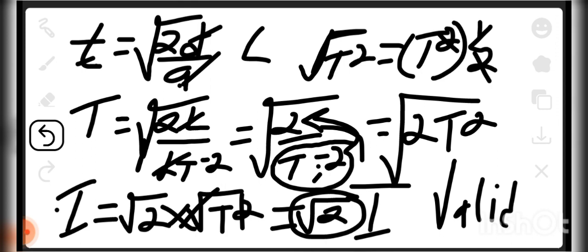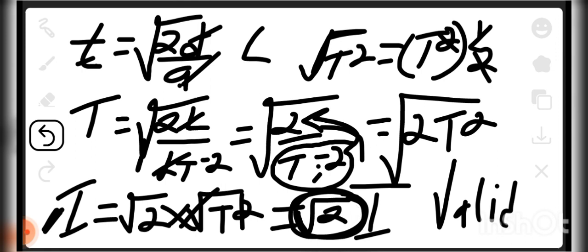Sir, why is it valid? Because there's root 2 here, but there's no root 2 in this place. Why are you telling us it's valid? It is valid because constants do not affect dimension. Constant numbers do not affect what? Dimension. Take note of that.